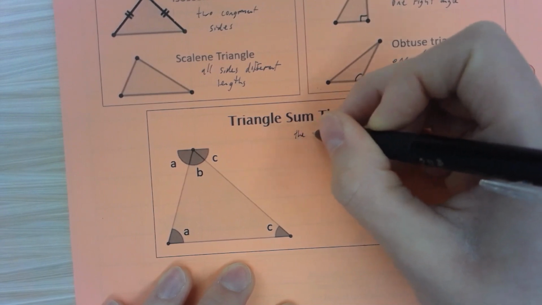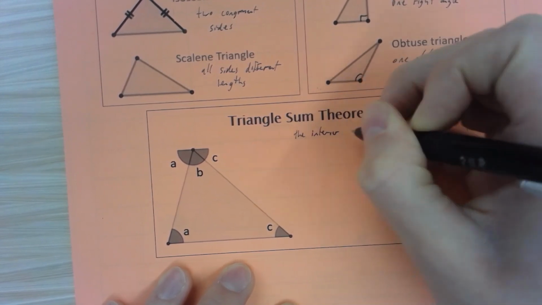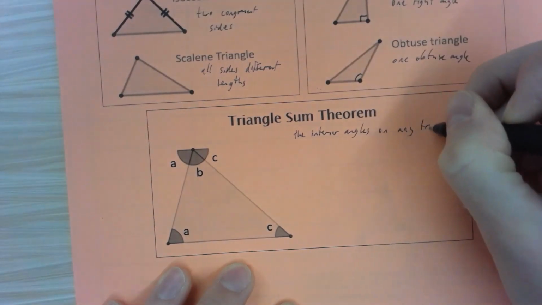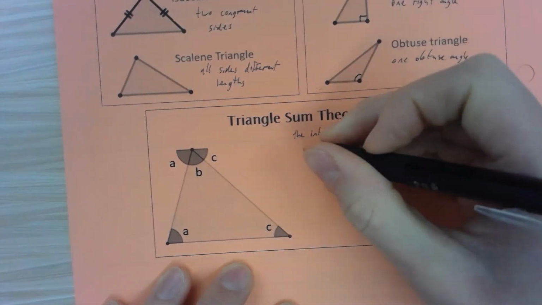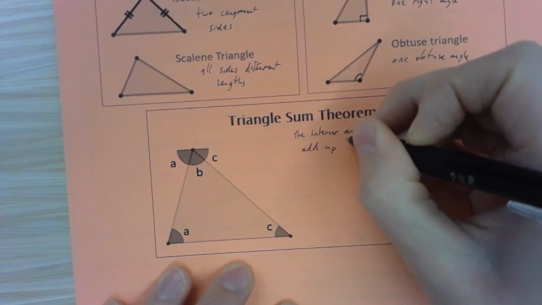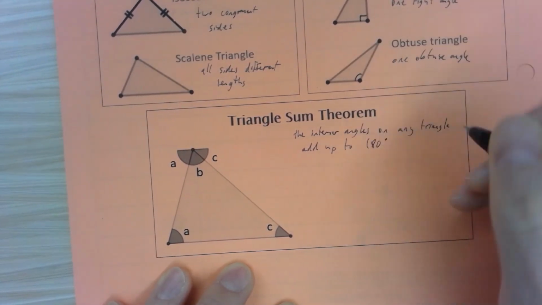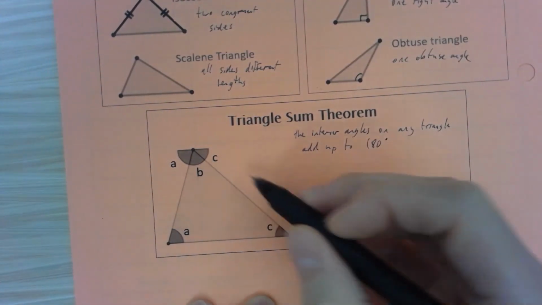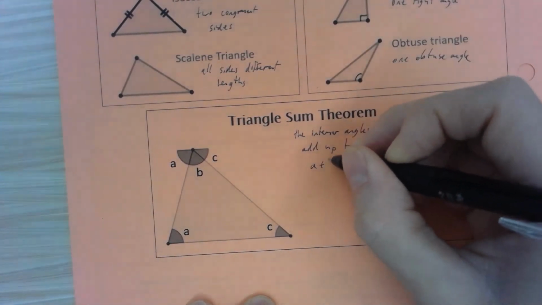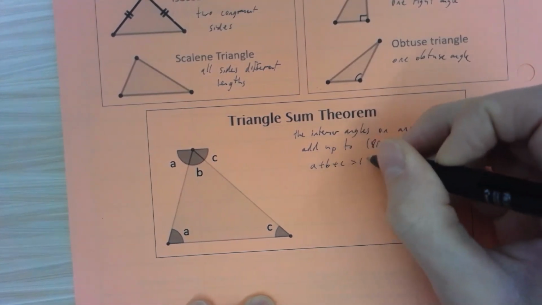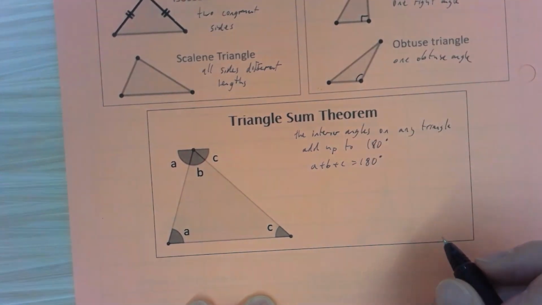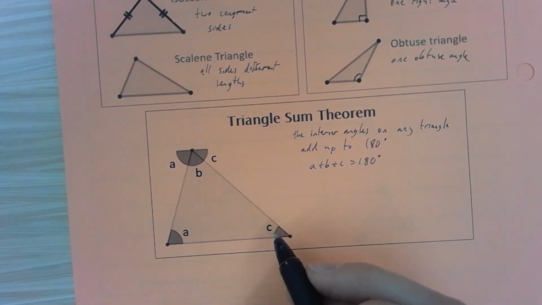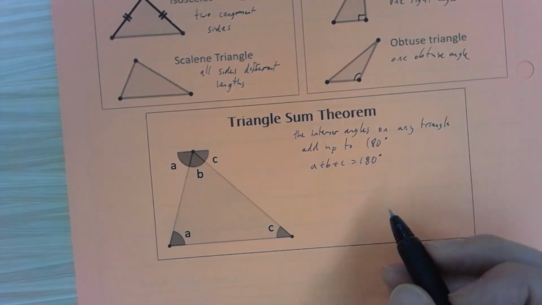So the interior angles on any triangle add up to 180 degrees. So for this triangle, that would be this A, this B, and this C. A plus B plus C add up to 180 degrees. Now, we can actually prove that this is the case using parallel lines.